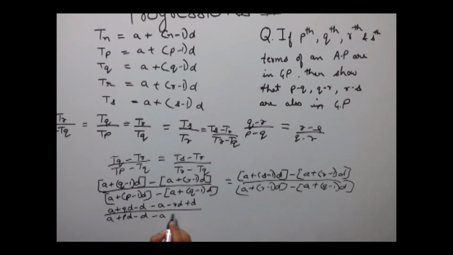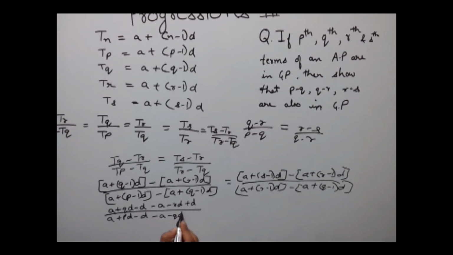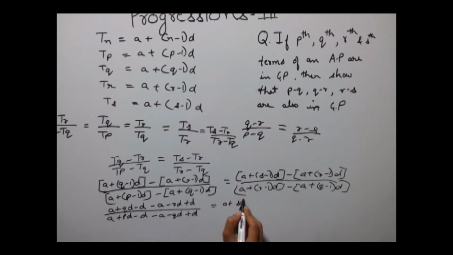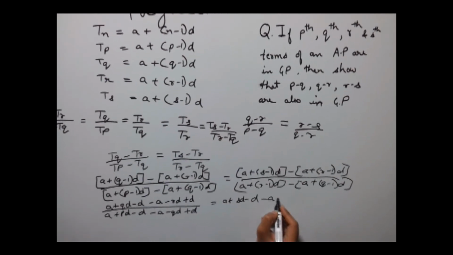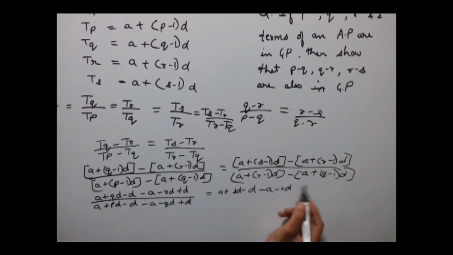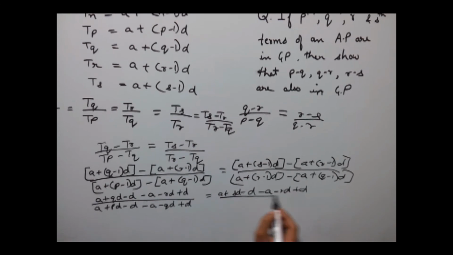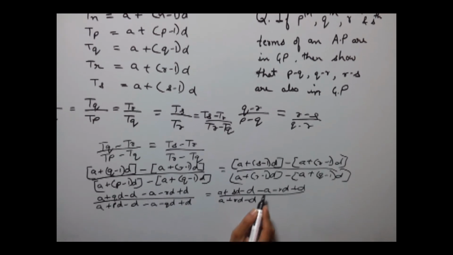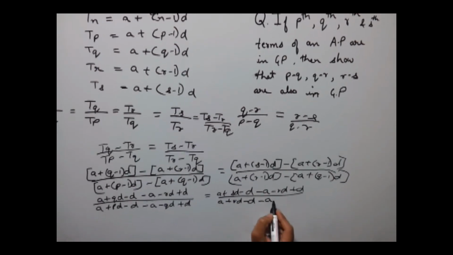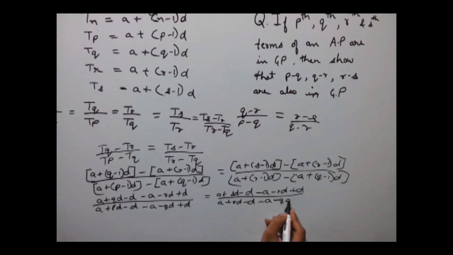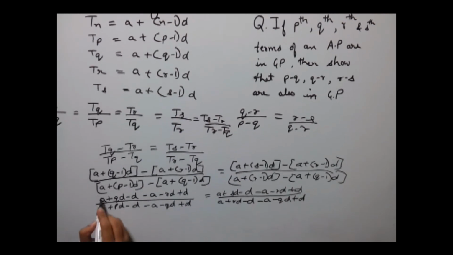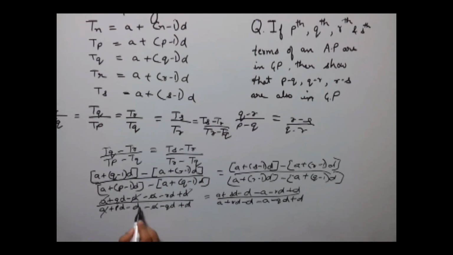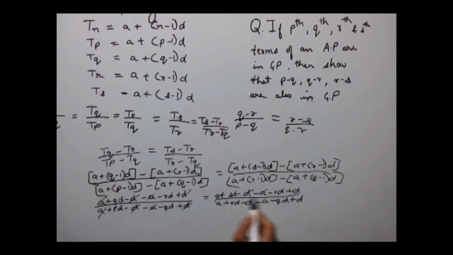Similarly, here we will get minus A minus QD plus D. This side will get A plus SD minus D minus A minus RD plus D upon A plus RD minus D, minus A minus QD plus D. Now cancel A from A and D from D in each equation.